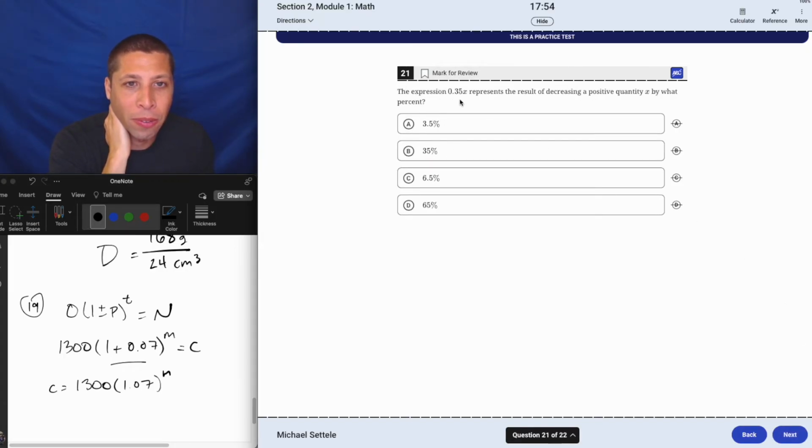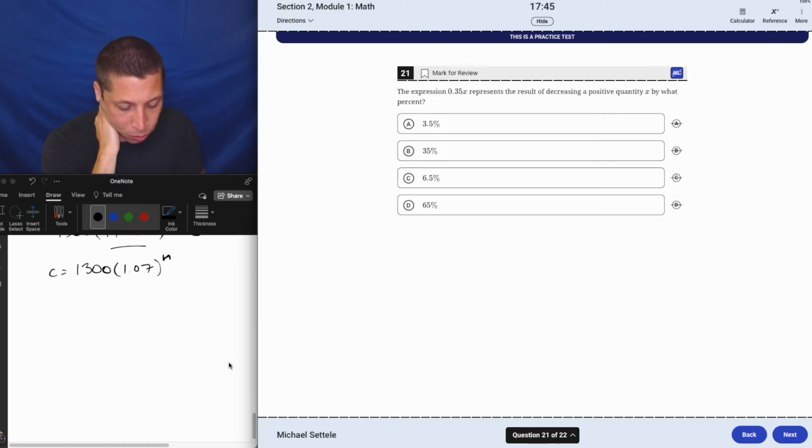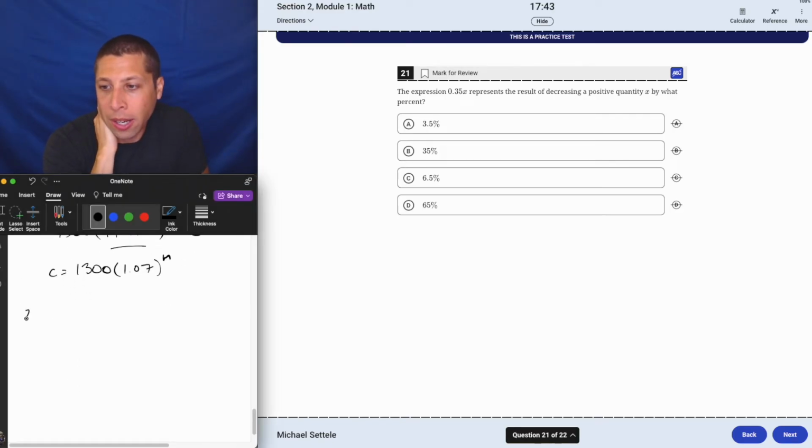The expression 0.35x represents the result of decreasing a positive quantity x by what percent? Okay, classic percent trap, right? So just follow the instructions. This is where that open formula comes in. I mean, I know the answer already, but I'm going to put it in. So anytime we decrease by a percentage, we are going to use this open formula, 1 plus or minus p equals n. And now there's no exponent because we're only doing it once, right?